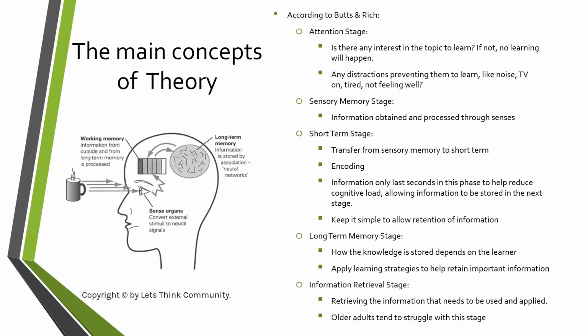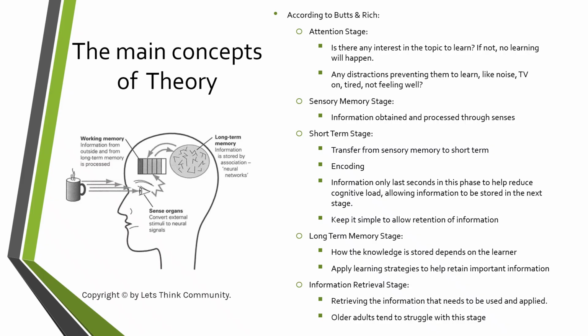According to Butts and Rich, there are 5 main concepts to the information processing theory. The first is the attention stage. Is there any interest in the topic to learn? If yes, then learning will occur. However, if there's no interest, minimal learning will occur. Are there any distractions preventing learning from occurring, like a noisy room, the TV's on, they're tired, they don't feel well, too much is on their mind? Reduce the distractions to allow the attention stage to start the learning process.